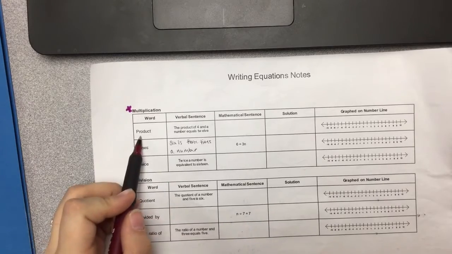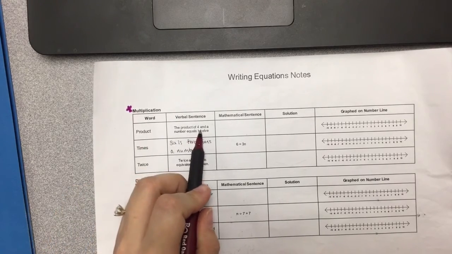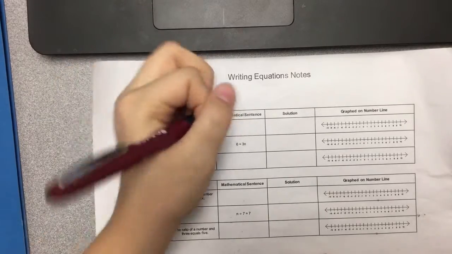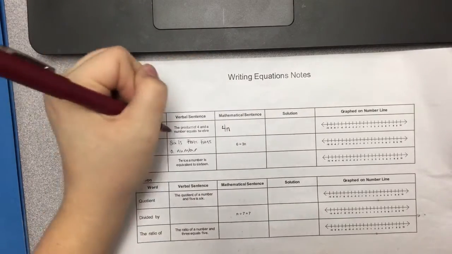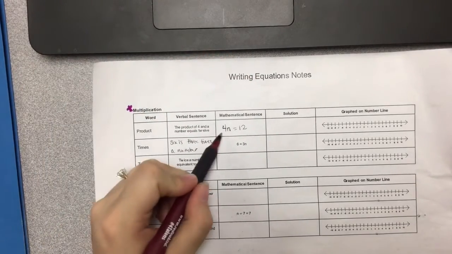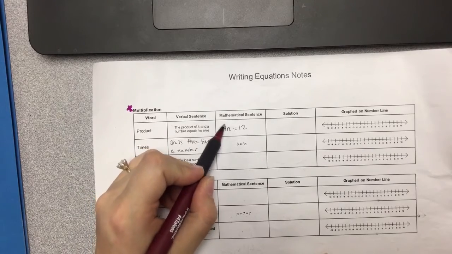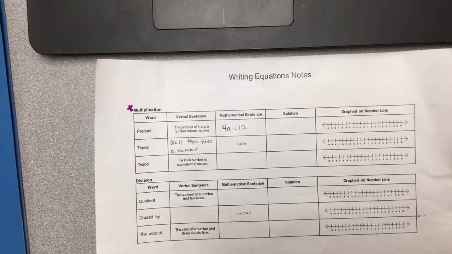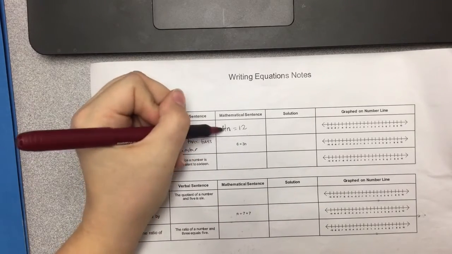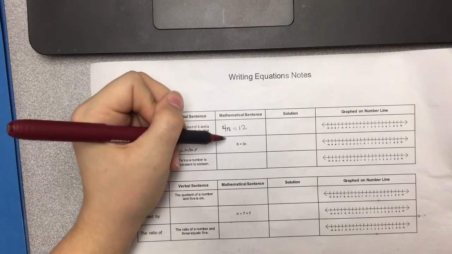Okay, the product. The product of 4, so we're going to multiply 4 and a number we don't know equals 12. All right, notice I did not put a space between 4 and n. Typically when you see a variable in multiplication, there's not a multiplication symbol. You need to make sure that you understand 4 right next to n means you're multiplying 4 times your variable.